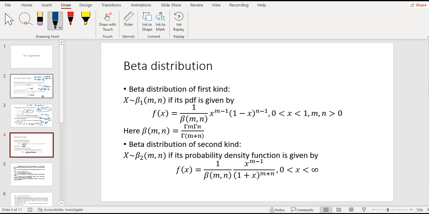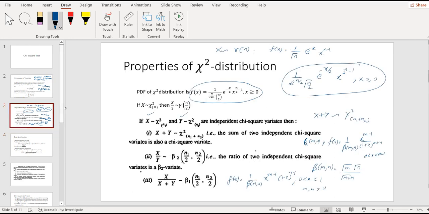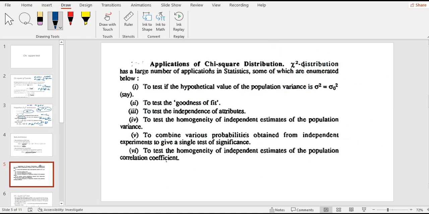The most important property required in the case of the chi-square distribution is that the sum of two independent chi-square variates is also a chi-square variate, with degrees of freedom equal to the sum of their degrees of freedom. Now, some important applications of the chi-square distribution: it is used to test a hypothetical value of the population variance, meaning whether the sample has been drawn from a population whose variance is sigma square.